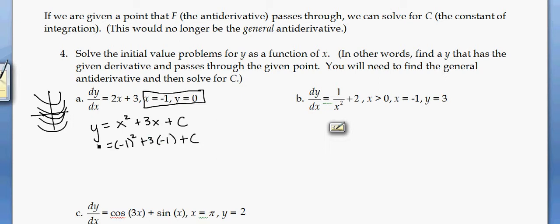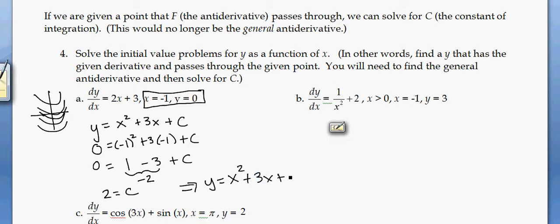We know y has to be 0. So we just solve for c. So 0 equals (-1) squared is 1, minus 3 plus c. This is -2. So when I add it to the other side, I get 2 is c. So the solution to that differential equation is y equals x squared plus 3x plus 2.